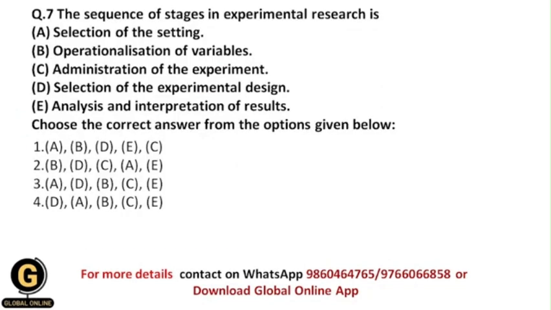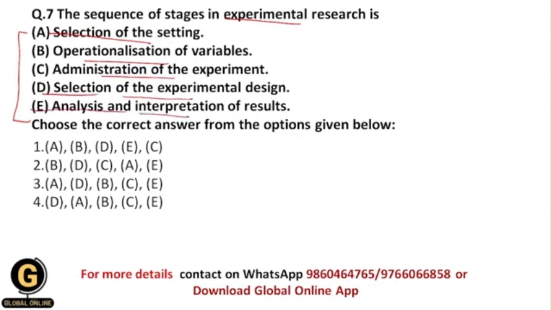The sequence of stages in experimental research. Whatever the research type is, in every research type there are different kinds of stages, and those stages have common characteristics, and those stages change according to the research types. So here some sequences have been given from A to E, and we are going to select the correct sequence of stages in the experimental research design. So whether it is selection of the setting first, or operationalization of variables, administration of the experiment, selection of the experimental design, then analysis and interpretation of results.